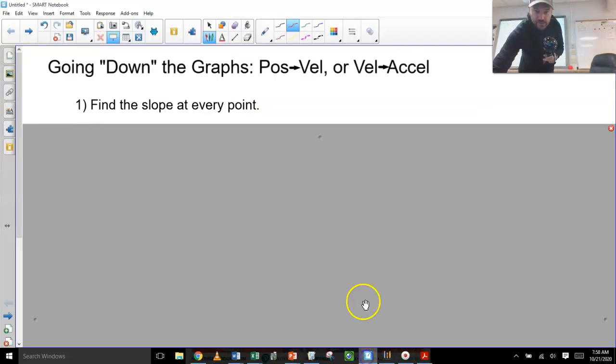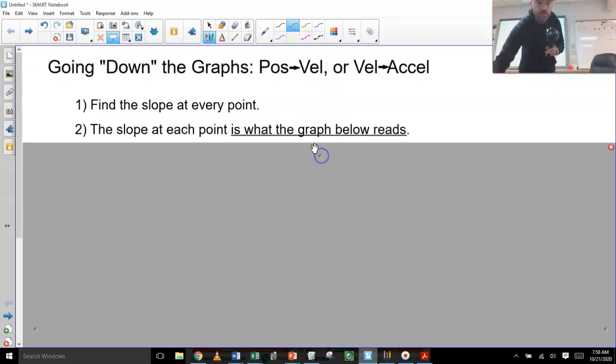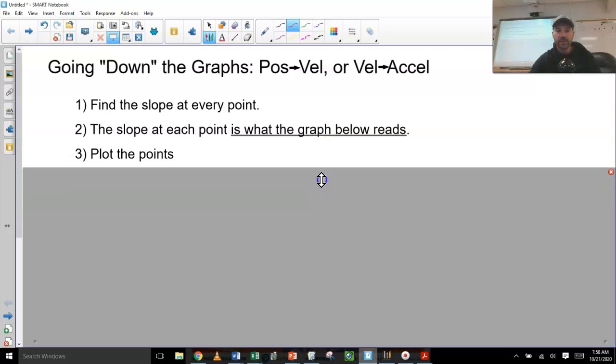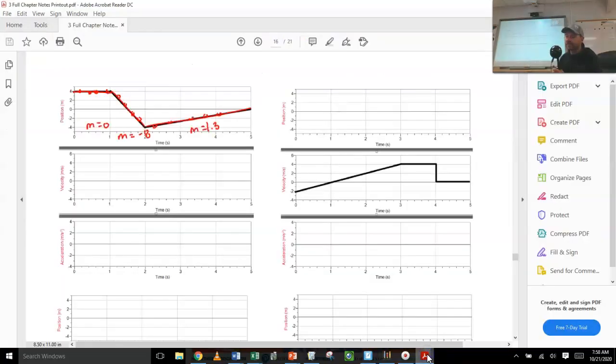So then what I wrote on my instructions: the slope at every point is what the graph below reads. So plot those points. Go back here. The slope is what this graph reads. Since the slopes at all these points are 0, this is what my velocity is. I'm standing still. That's what that position versus time graph means. And then, make that -8. The slope at every one of these points is -8. That's my velocity.